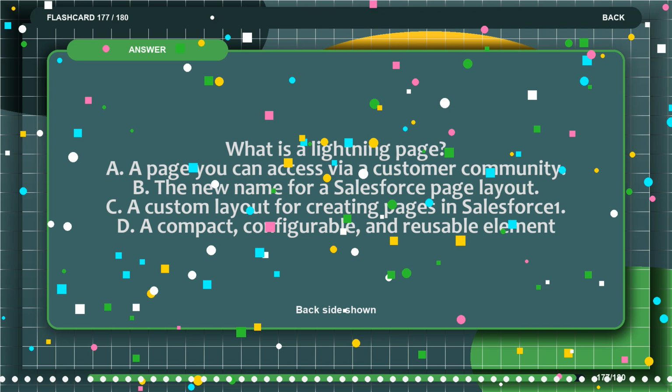The answer is: what is a Lightning page? A. A page you can access via a customer community. B. The new name for a Salesforce page layout. C. A custom layout for creating pages in Salesforce1. D. A compact, configurable, and reusable element.